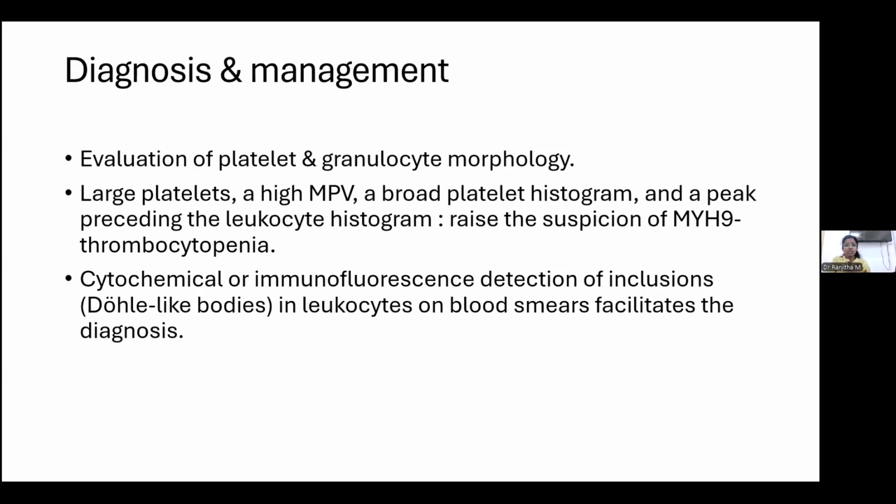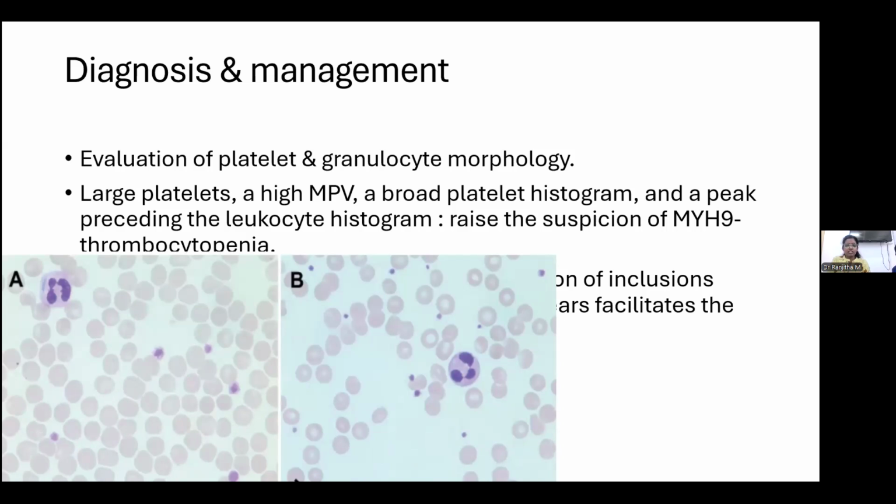The other test is cytochemical or immunofluorescent detection of the inclusion bodies, which are Döhle-like bodies in the leukocytes on the blood smear, which facilitates the diagnosis. This is a representative picture in which you can compare and contrast A and B. A is the diseased picture, and you have relatively larger platelets with fewer thrombocytes, in comparison to slide B, in which you have comparatively more platelets which are tiny.